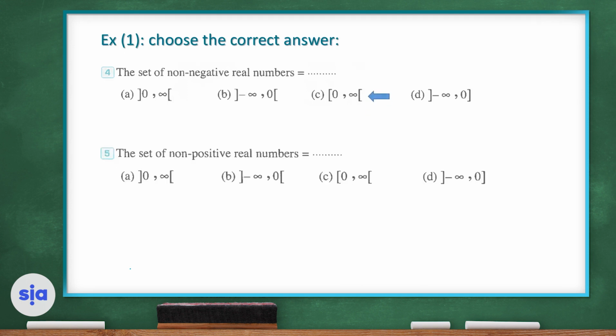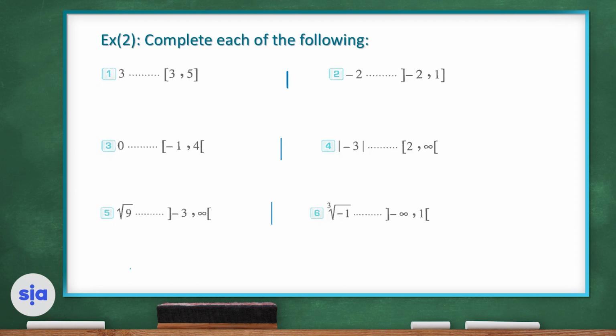The set of non-positive real numbers. The non-positive real numbers are 0 and negatives, right? So it's from 0 closed going left until negative infinity. So the interval is from negative infinity opened until 0 closed. So here the choice is choice D.